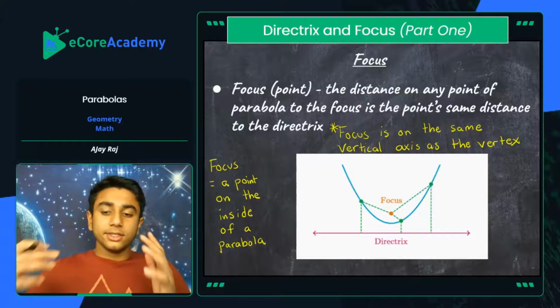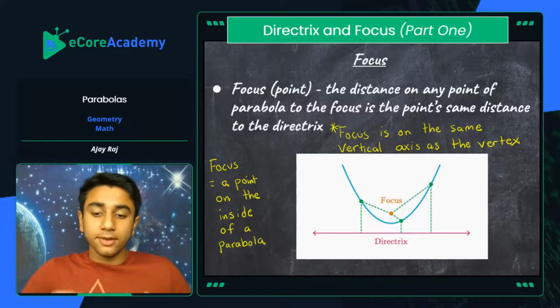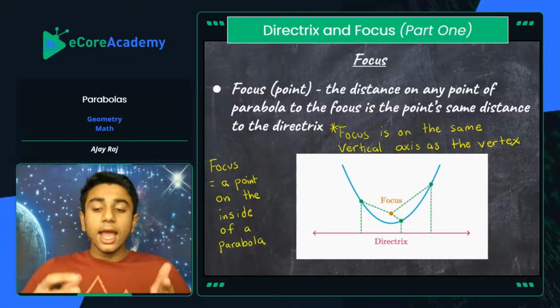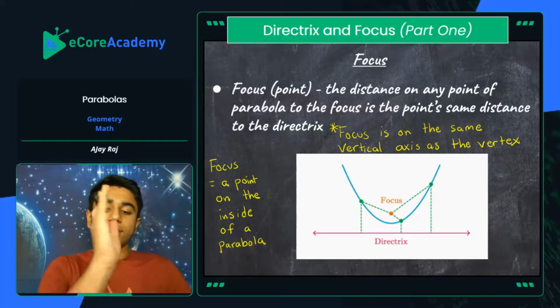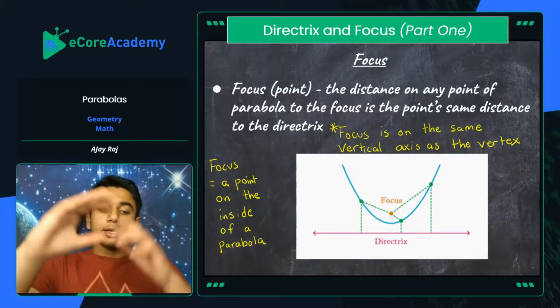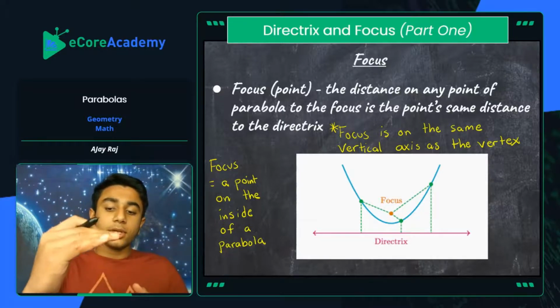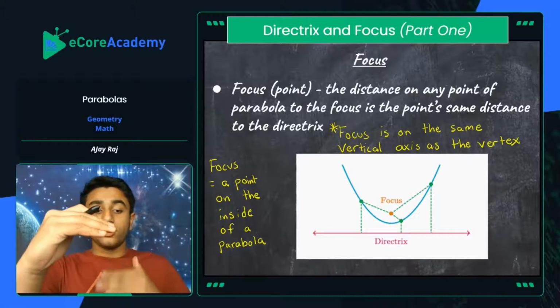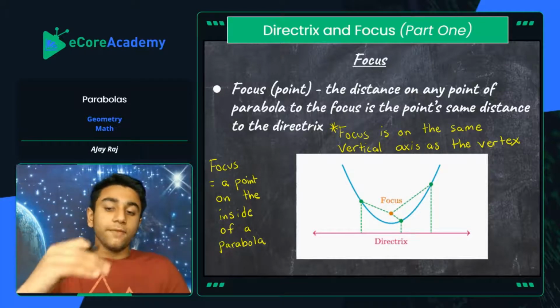So what exactly does this mean? A focus is basically any point on the inside of a parabola. The focus will always be on the same vertical axis as your vertex, but it won't be on top of that vertex. It's another point on the inside of the parabola, not on the exterior. The directrix is something on the exterior, and the focus is going to be determined by the directrix, and the directrix is determined by the focus.